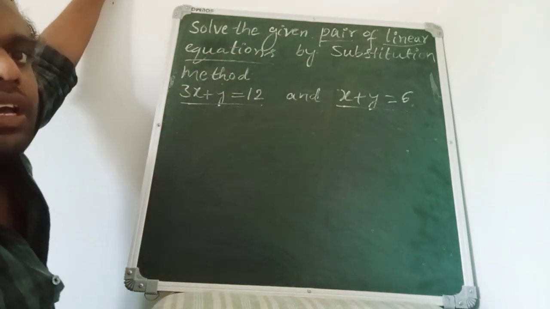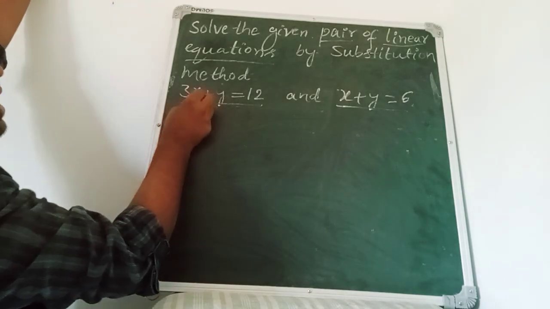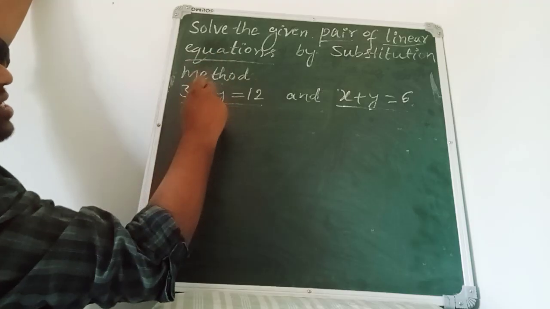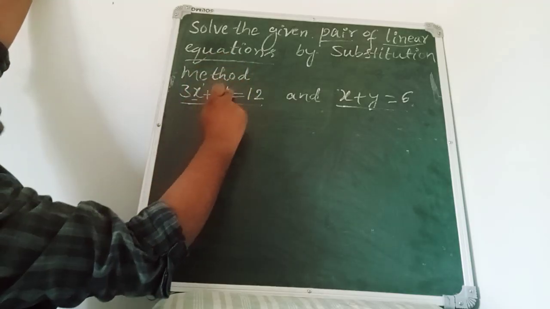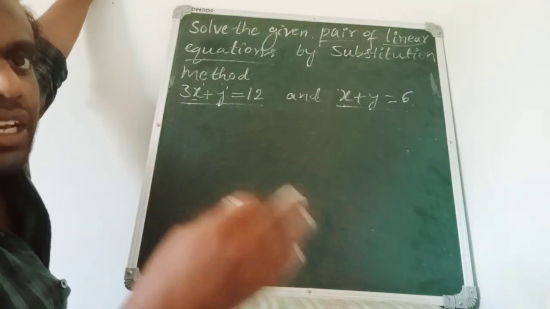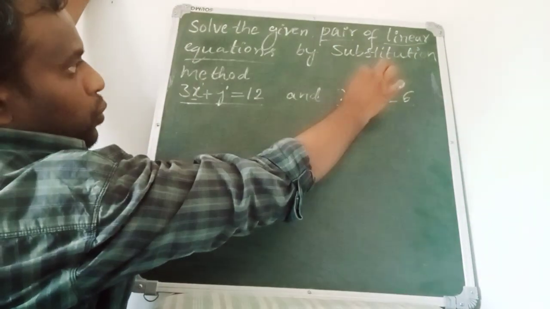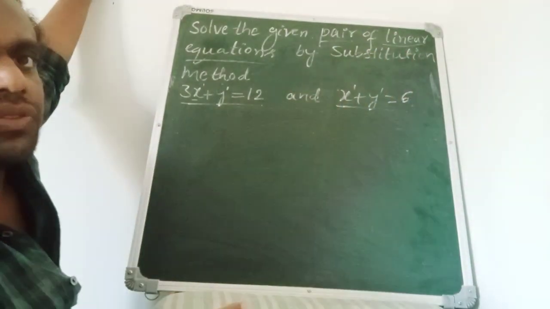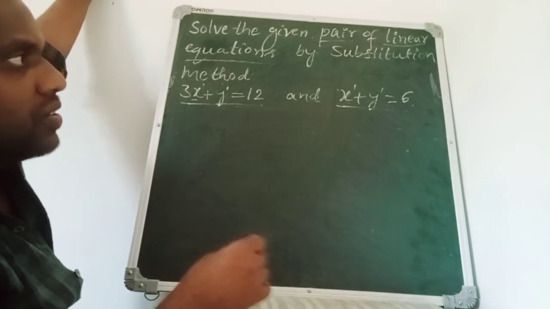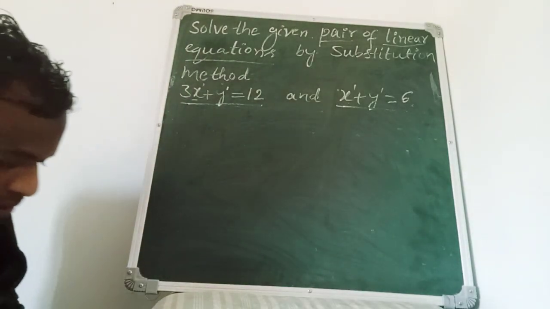Linear equations means highest power of variable is 1. You see here, x is variable, y is variable. Here nothing is there means 1 is there. Here also 1 is there. So highest power is 1. There is no power 2 or 3 like that. The highest power is only 1. When highest power of variables is 1, then it is linear equation. That's what they are telling, linear equations.